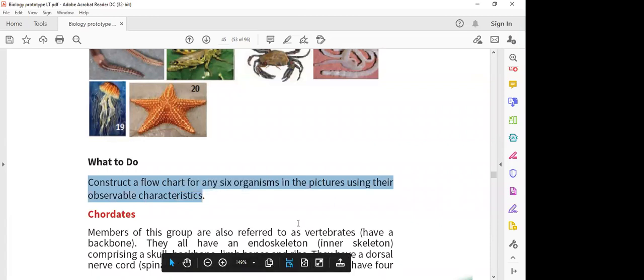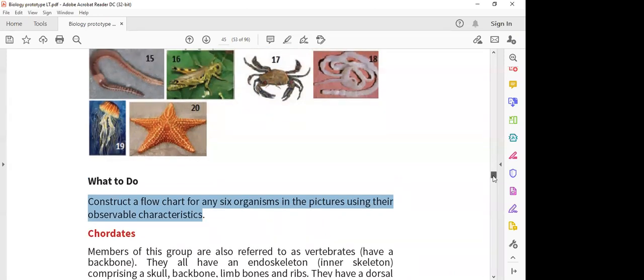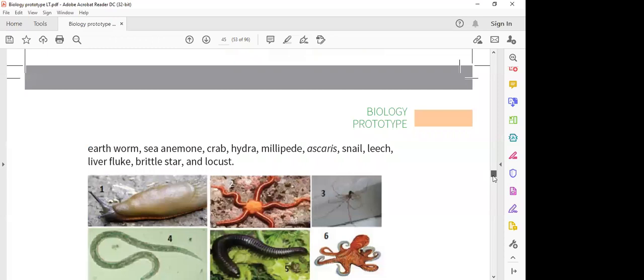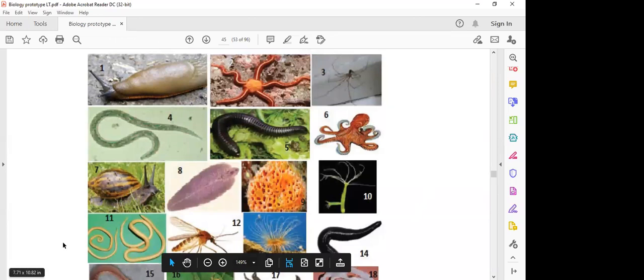Construct a flow chart for any 6 organisms in the pictures using their observable features. And the picture is what we shared yesterday of these organisms, okay? We have those organisms. Yesterday we were talking about the slug, brittle star, the spider, the hookworm.